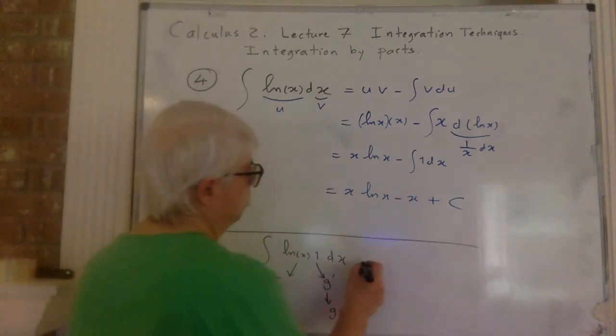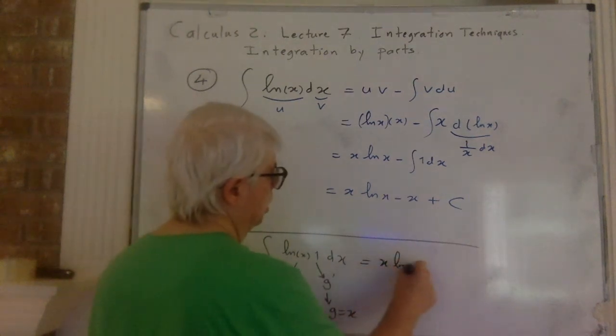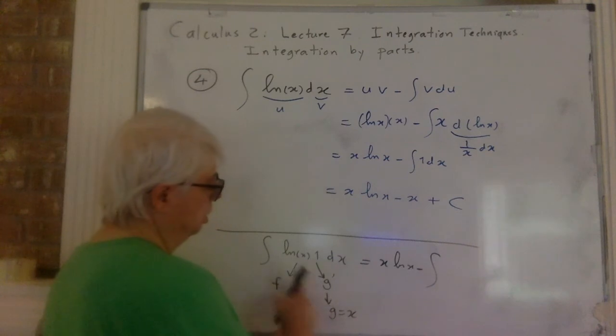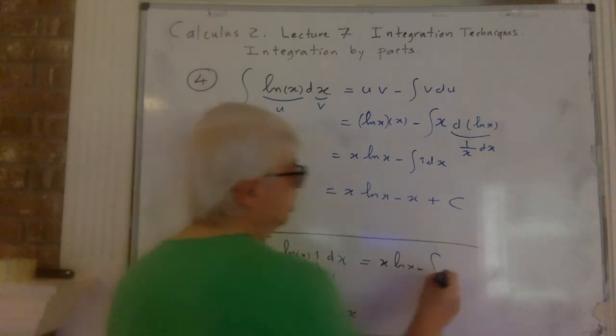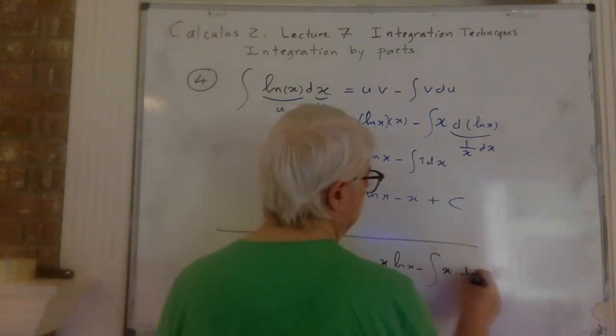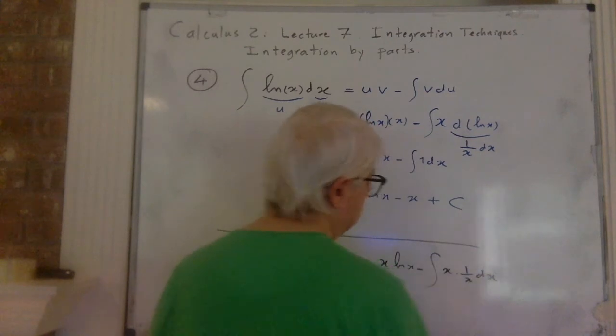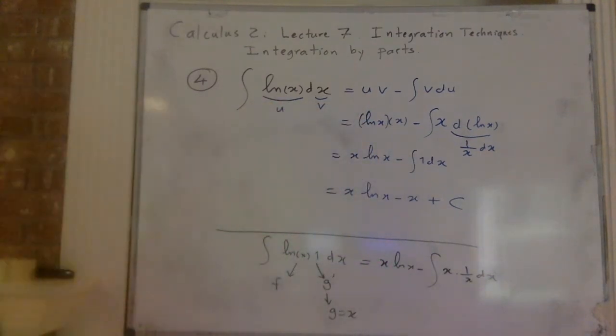It's the same thing. It will give me fg, which is what? x ln x minus integral g f prime, g(x) f prime dx. That's the same thing. So either format will give you the same thing. In fact, it should be the same thing, not different things.